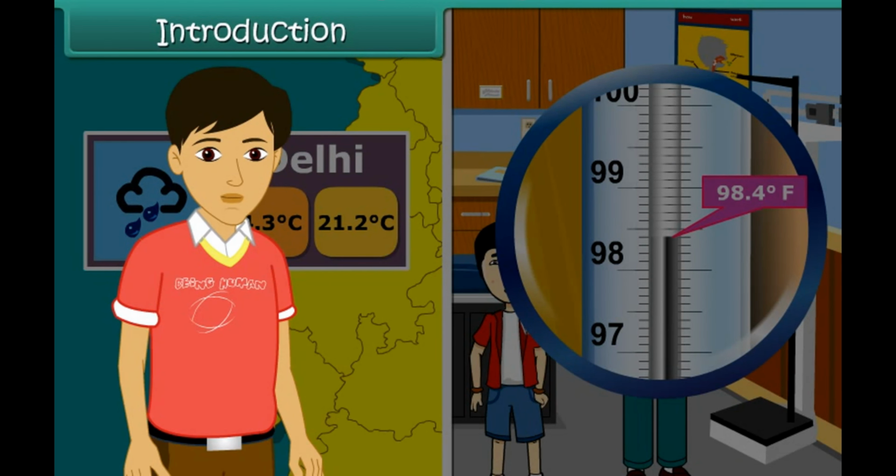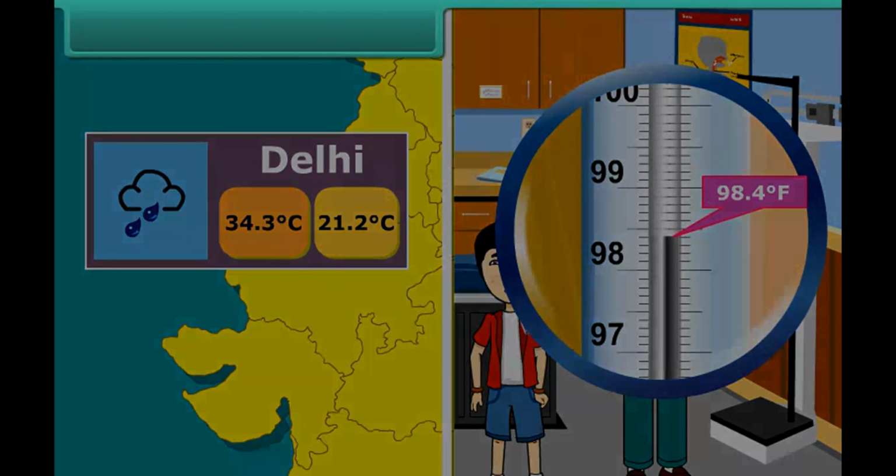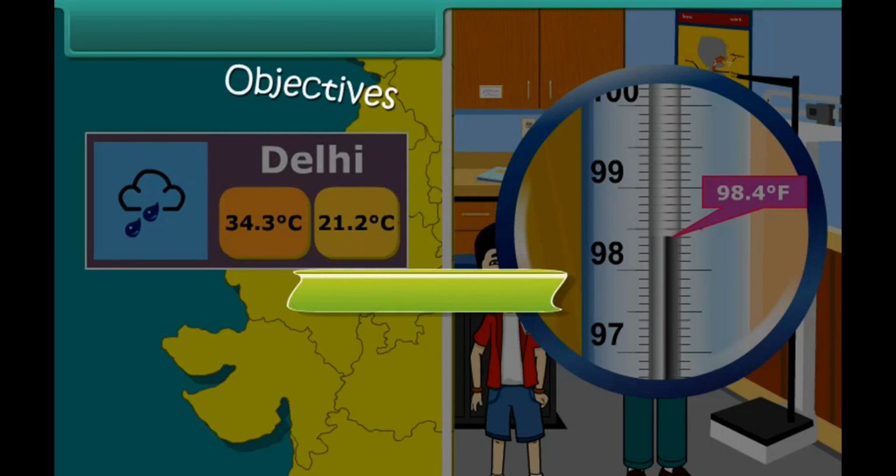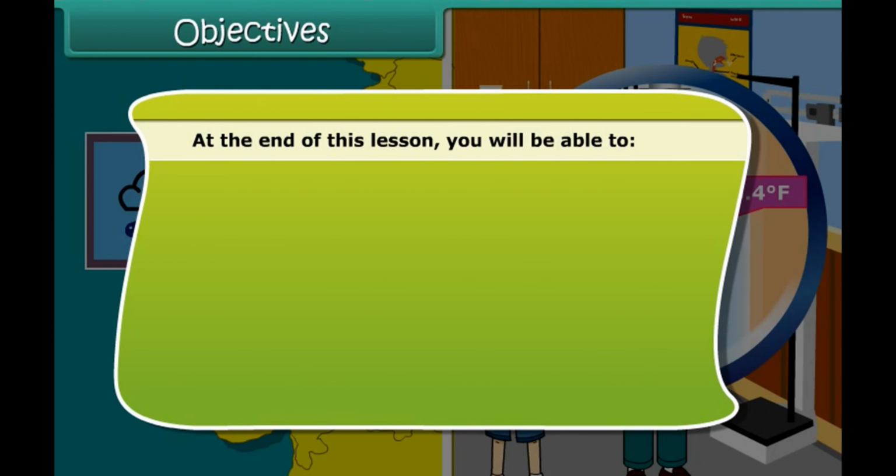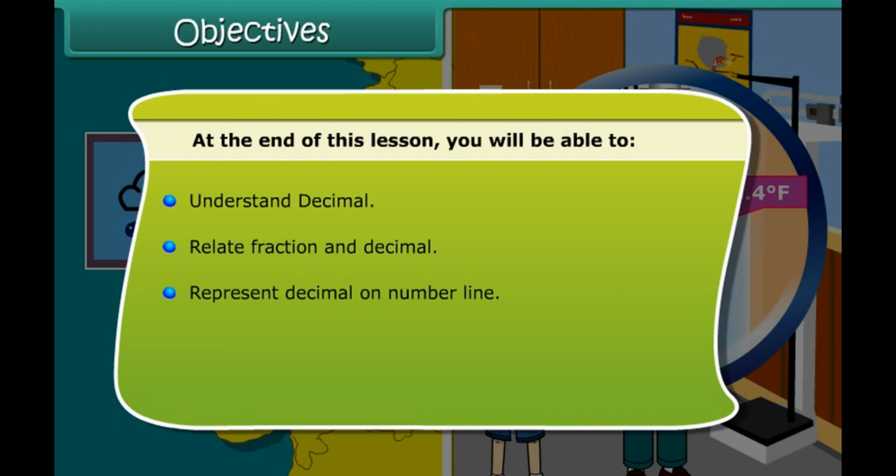In this lesson, let us look at decimal numbers in great detail. Objectives. At the end of this lesson, you'll be able to understand decimal, relate fraction and decimal, represent decimal on number line, compare two decimals.